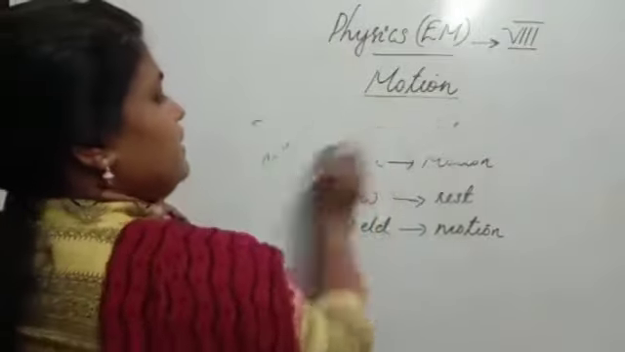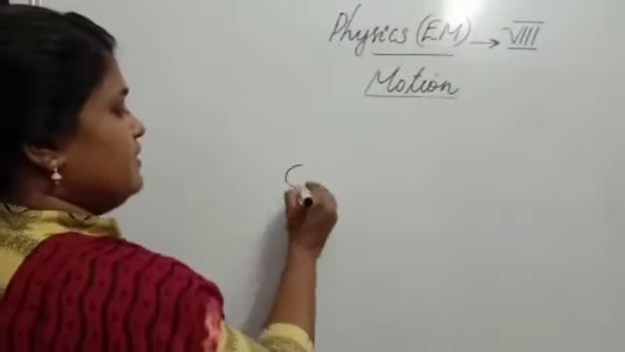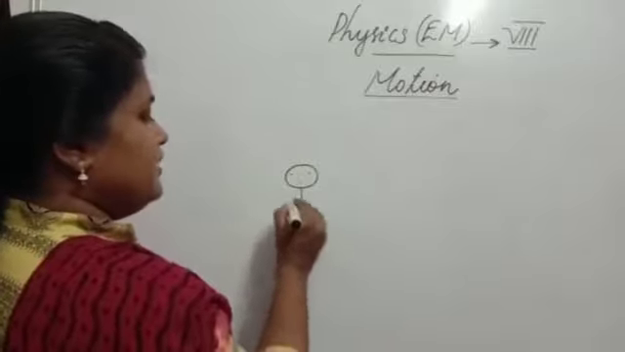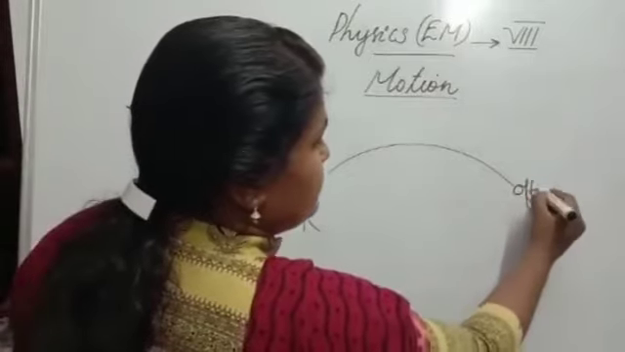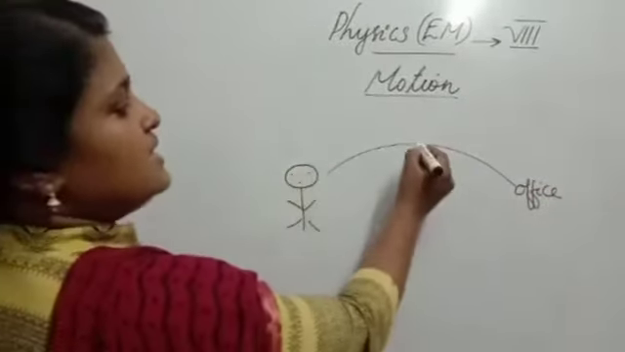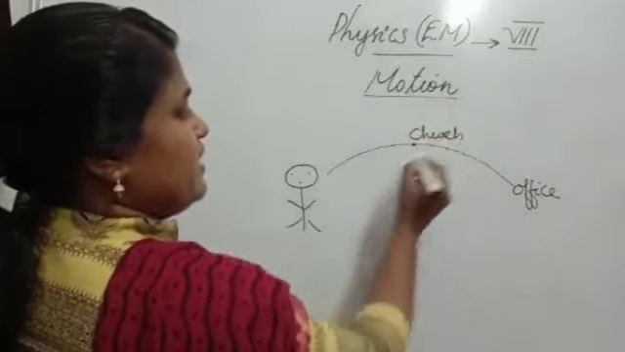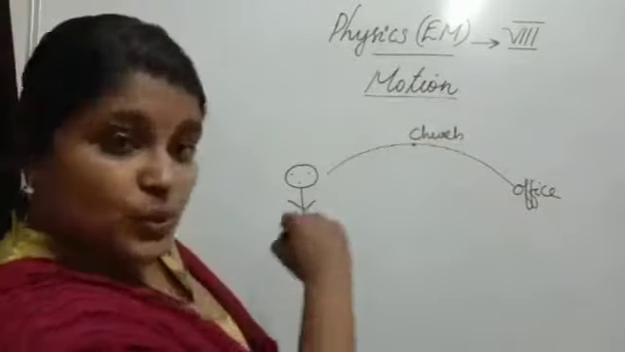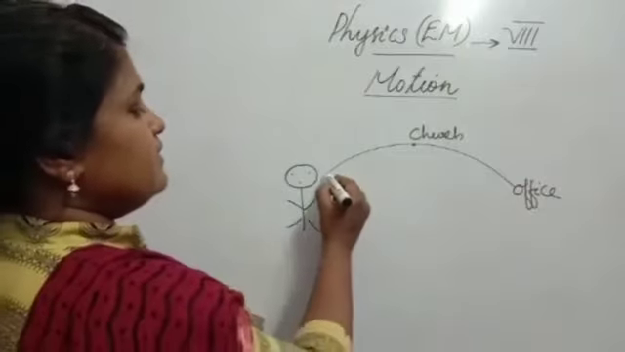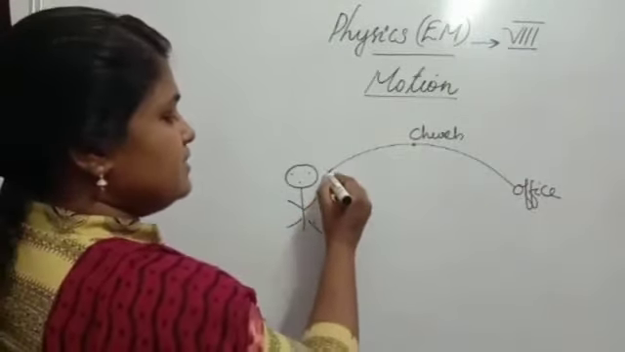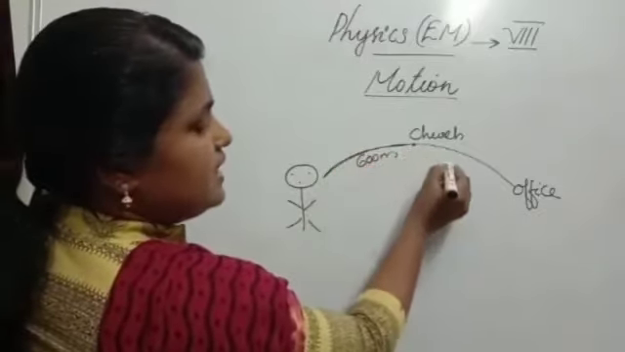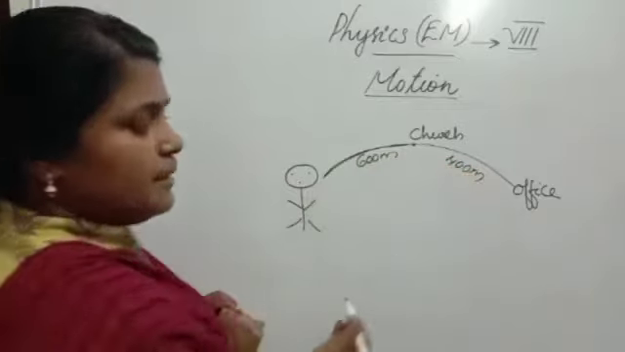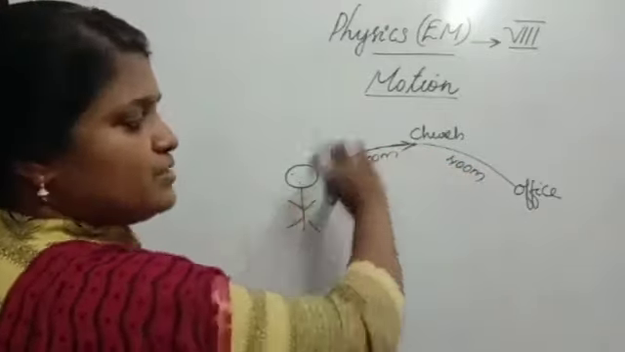Suppose a person travels to the office. We can draw the diagram. On the way there is a church, so we can say he travelled through the church road. He started from here. The length of this path is 600 meter up to the church. Again he walked 400 meter. This is the way towards the office.